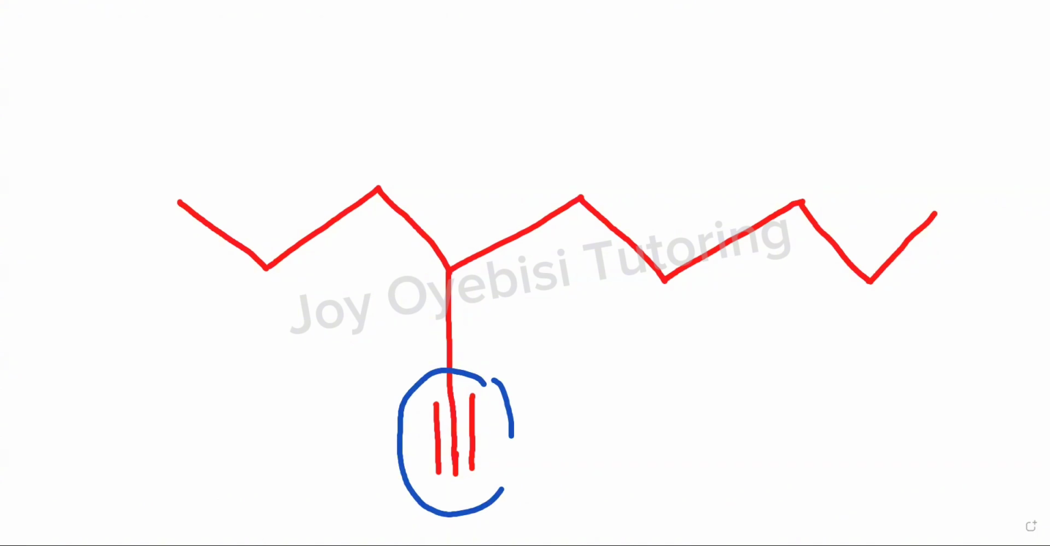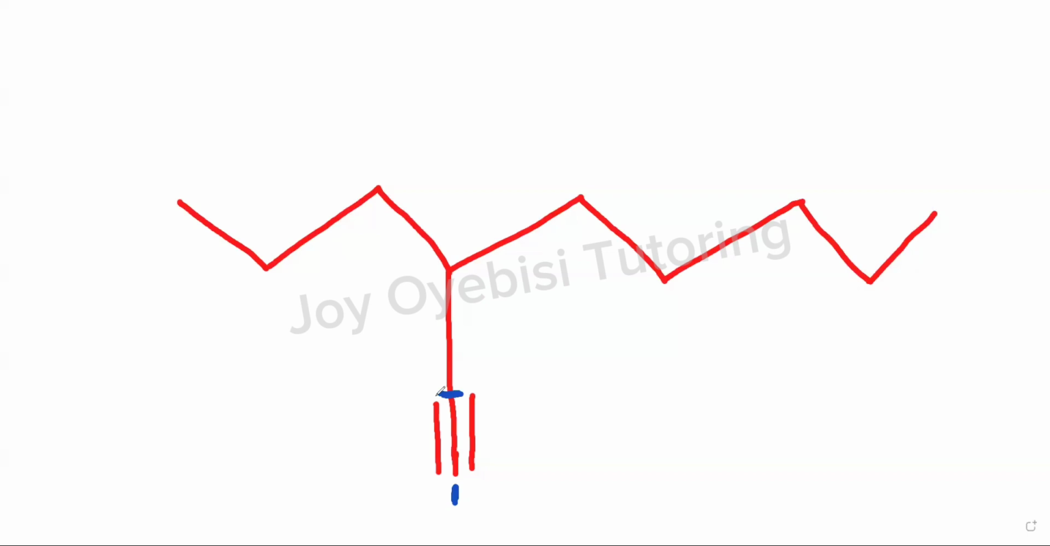We're going to identify the longest continuous chain and we count from the side that is closest to the functional group. So meaning that my 1 is this. Okay, so this is carbon 1. This here is a carbon. So we need to be careful.